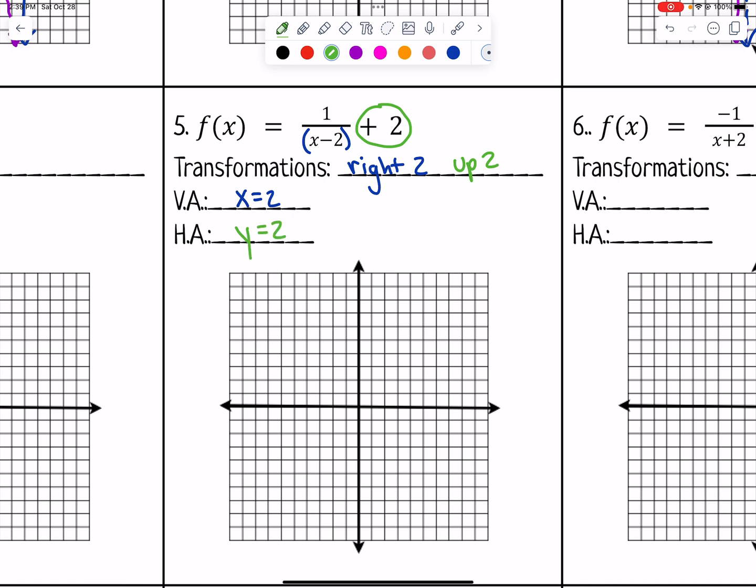And then our a value is just 1, so we don't have a vertical stretch or compression, and it's not a negative. So let's graph our vertical asymptote at right 2, or x equals 2. Then the horizontal is also at 2, so y equals 2. And always make those dashed lines because they're not really part of your graph, but they definitely guide where your graph should go. And then it's positive, so it should go here in this little quadrant area and right here, but never crossing over the asymptotes. Okay, so that's it for that one.